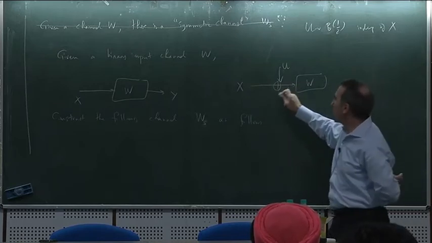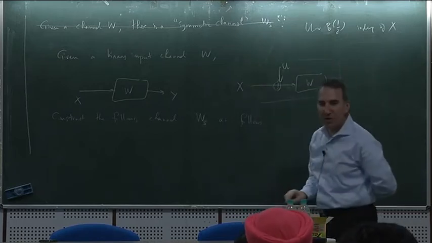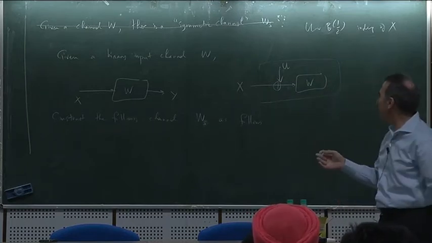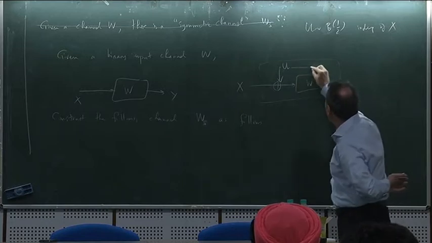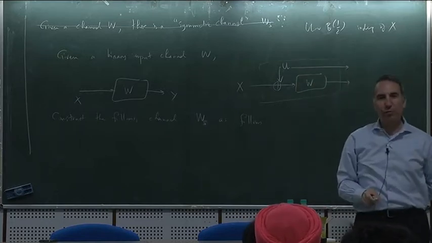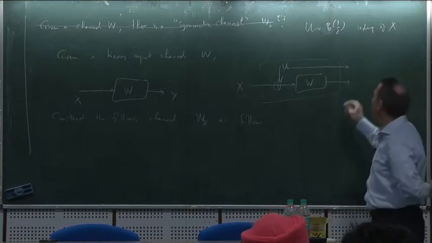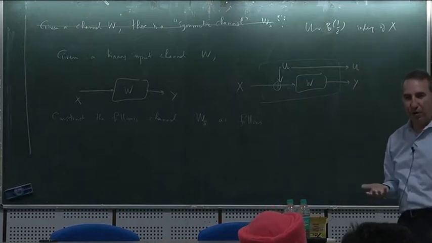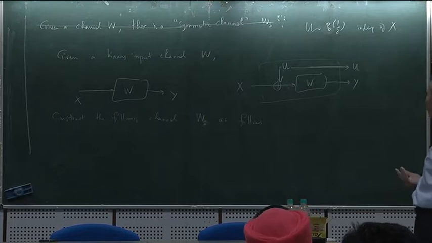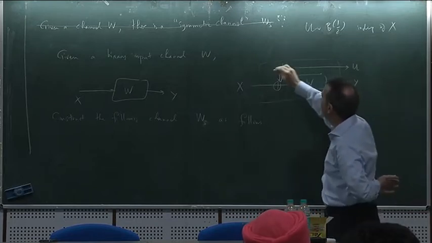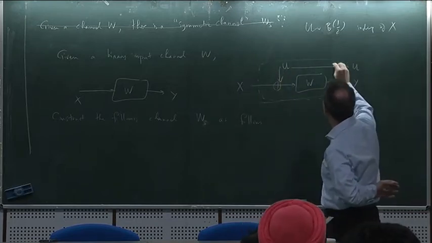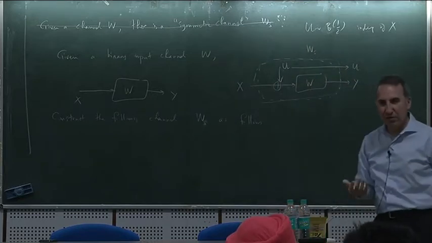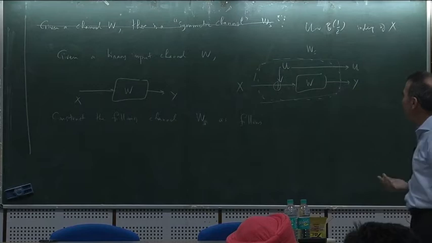So if I do this and call this my WS, this is completely crazy because I've destroyed all information. Because of this, I'll give this U to the output. So the receiver is going to observe both U and the original channel output Y. This box that I drew here I will call the channel WS.